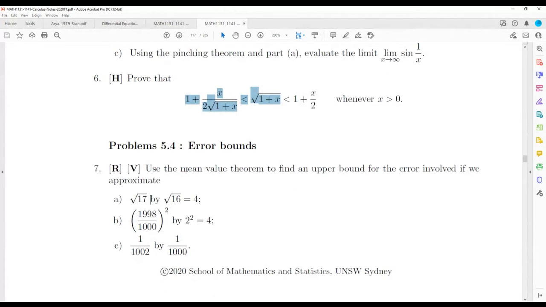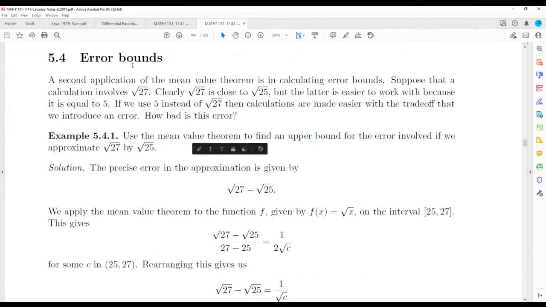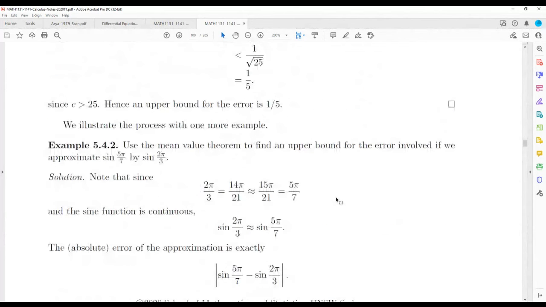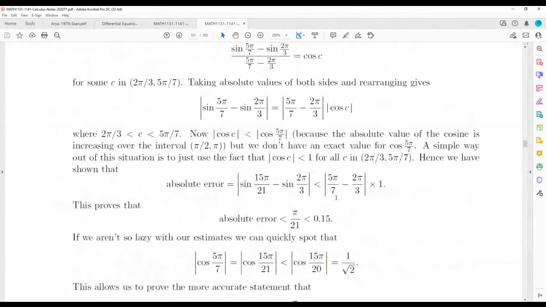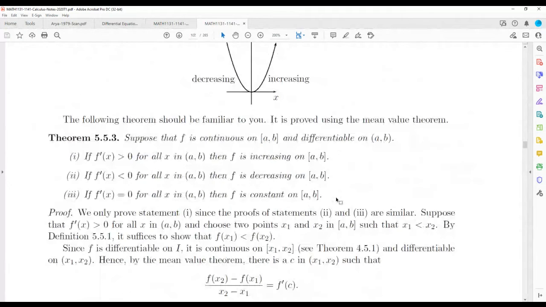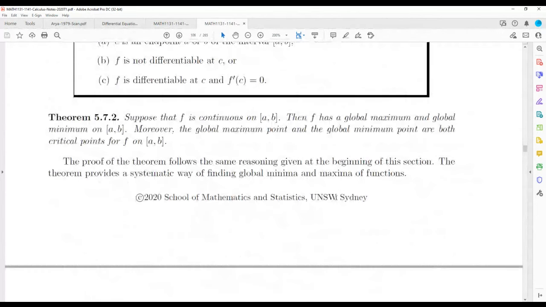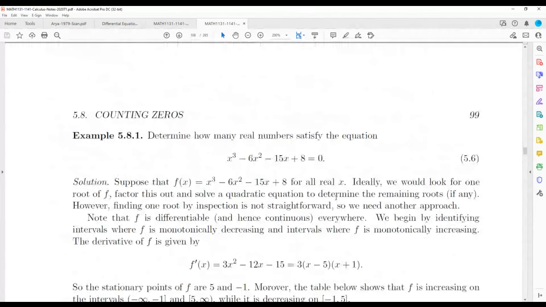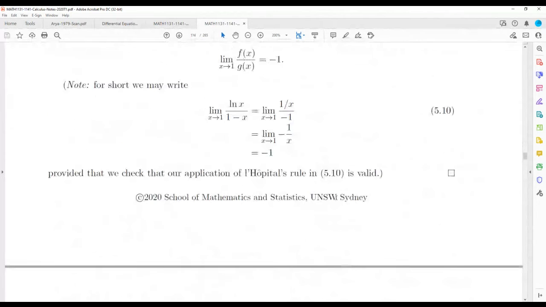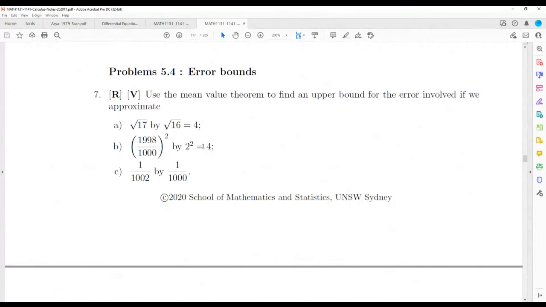Okay, let's do an error bound question. So there's the discussion in the text. Let me go back to the actual questions. Okay. So there is a video one for this one, but it's a special request. Use the mean value theorem to find an upper bound for the error involved in the following.